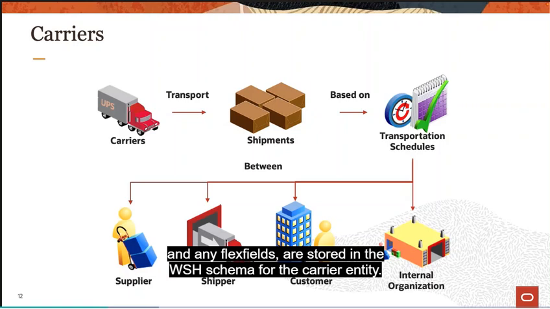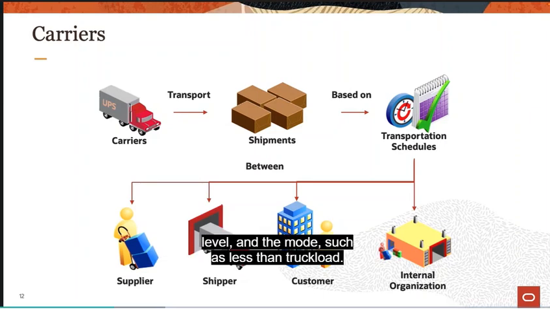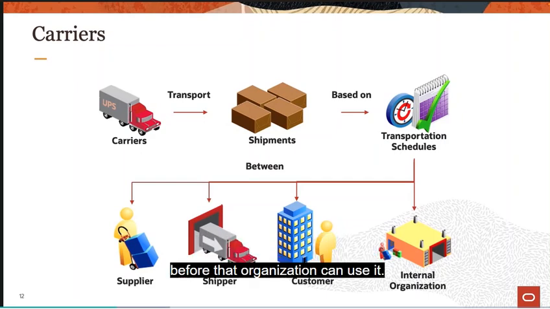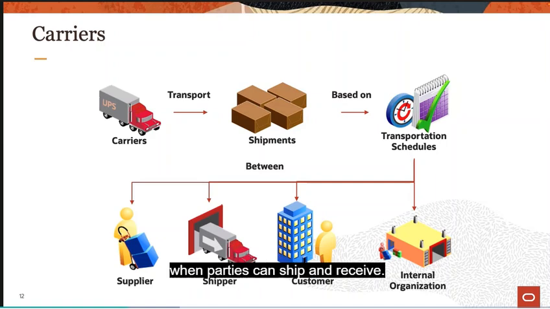A shipping method is the concatenation of the freight carrier, the service level, and the mode, such as less than truckload. You also need to assign the shipping method to an organization before that organization can use it. Transportation schedules define valid shipping days and hours for suppliers, shippers, customers, and internal organizations. These calendars are optional, and they define when parties can ship and receive.